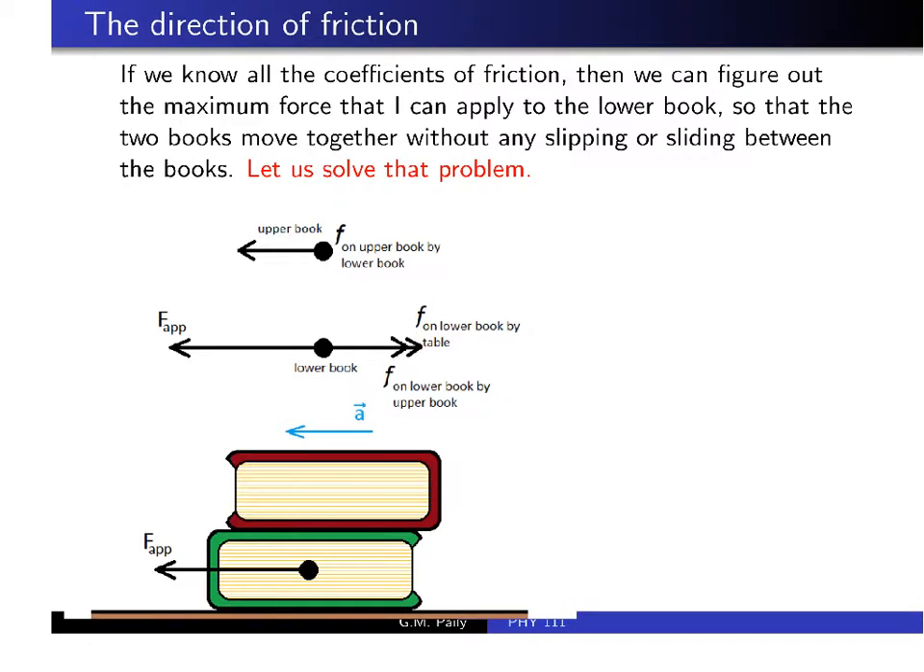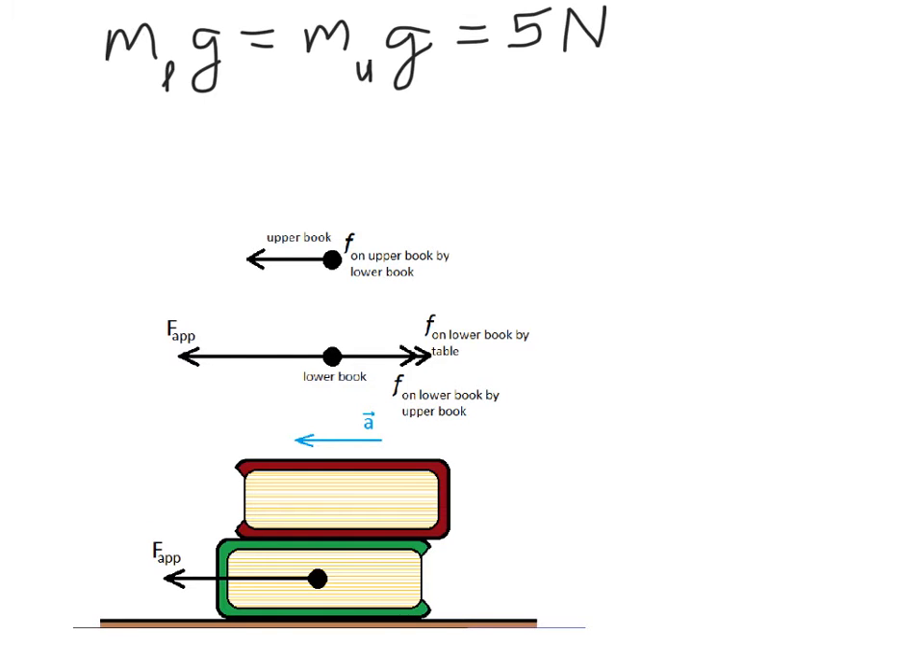Let us say that we are given that the weights of both the lower and the upper book are the same, 5 newtons. Further, that the coefficient of kinetic friction between the table and the lower book is 0.1, and the coefficient of static friction between the two books is 0.4. Now, to determine how much we can push the lower book so that they move together as a pile, we focus first on the upper book, because that is the one that is being moved purely by friction.